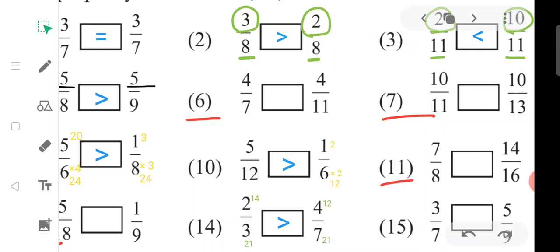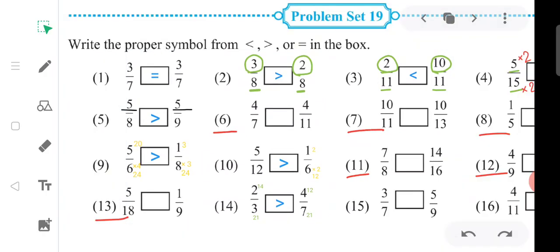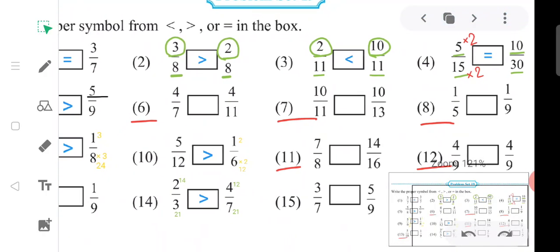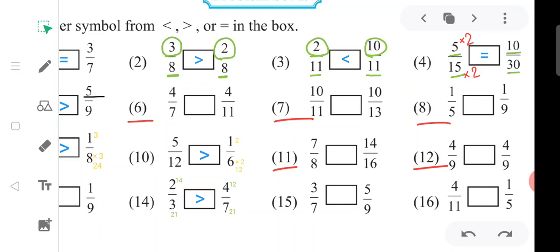Next one is 3 upon 7 and 5 upon 9. So again here we have to convert them into like fractions. See, in the denominators, here is 7 and here is 9. So we have to find the common multiple of 9 and 7. See, 63 is the common multiple of 9 and 7.